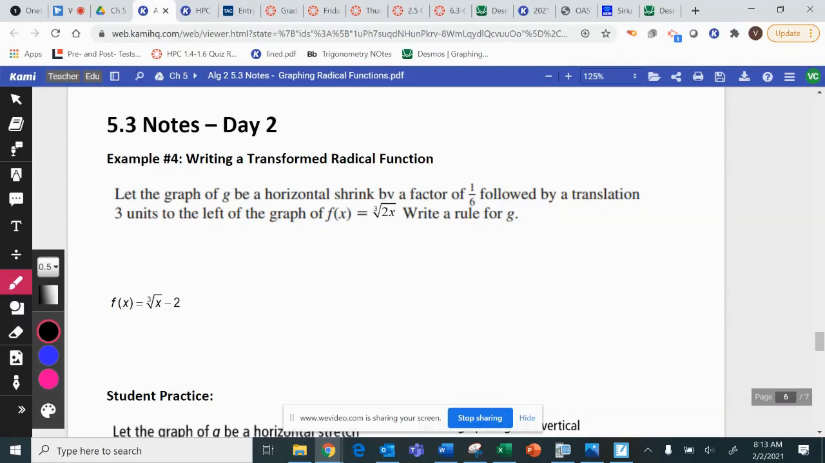All right, so section 5.3, we were talking about graphs of radical functions. And then hopefully you guys were able to graph some of those in your assignment. The second part of the assignment, we're going to write the functions.